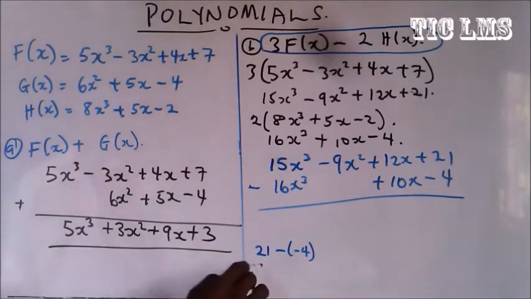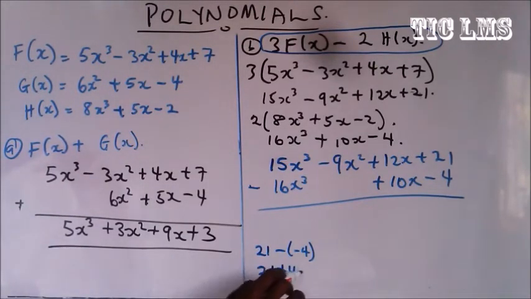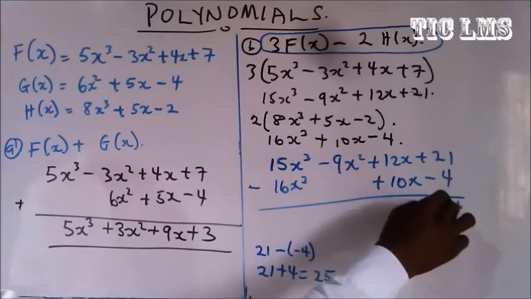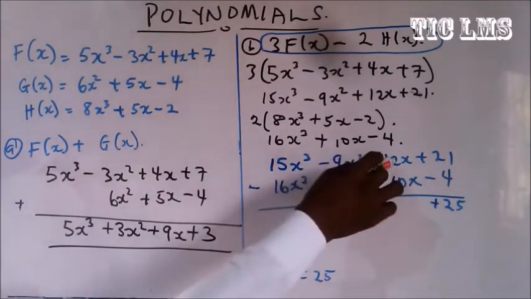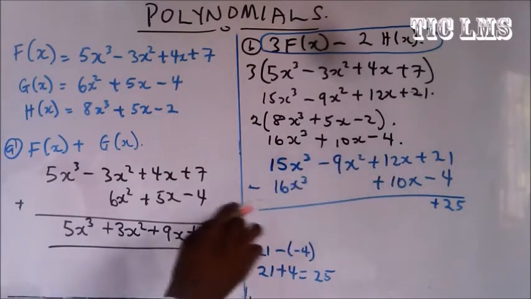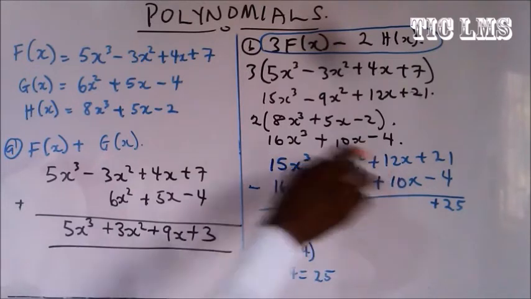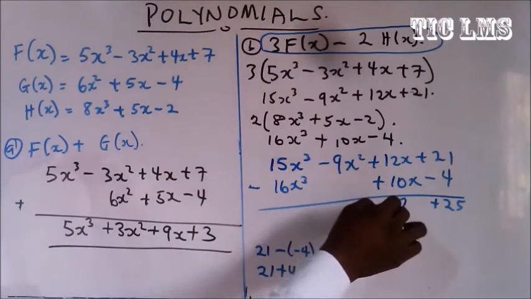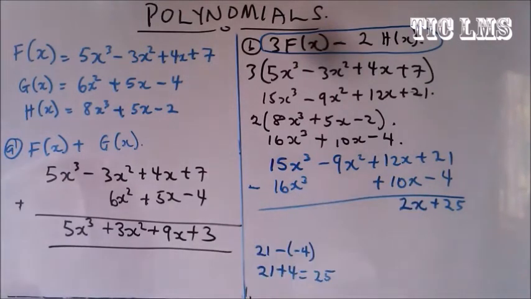It is the same thing as having it as 21 plus 4. That is 25, so we have plus 25 over here. Next, plus 12x minus plus 10x. That is the same as saying 12x minus 10x. That leaves us with 2x.